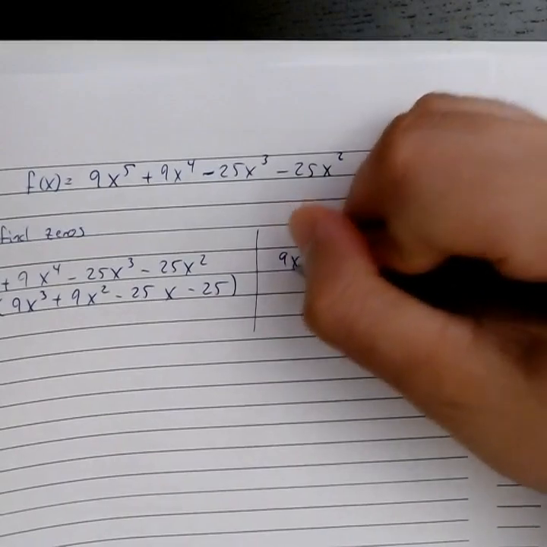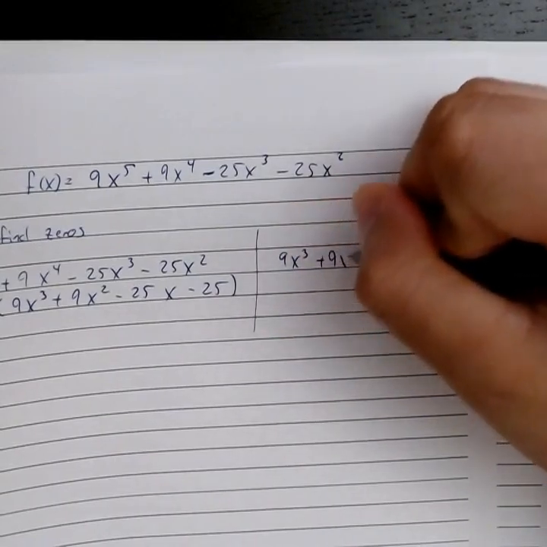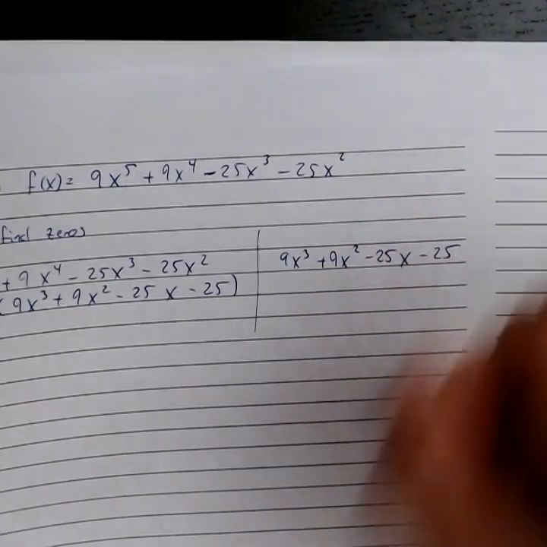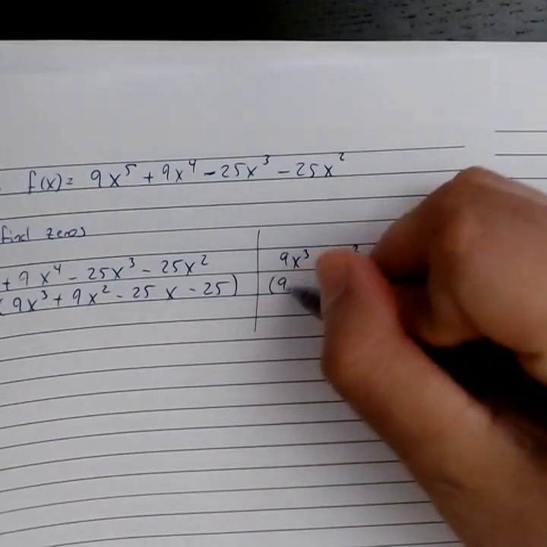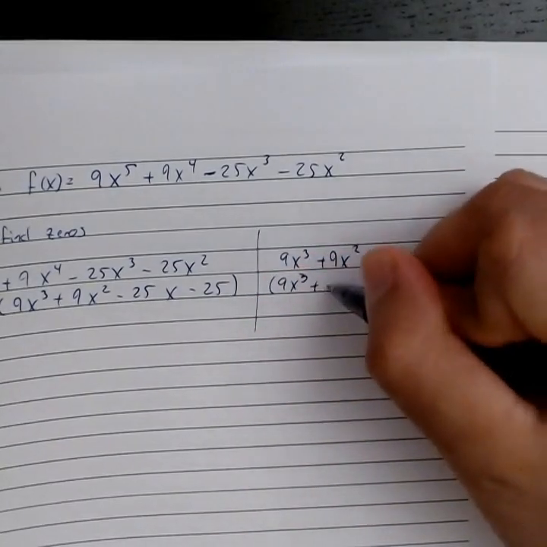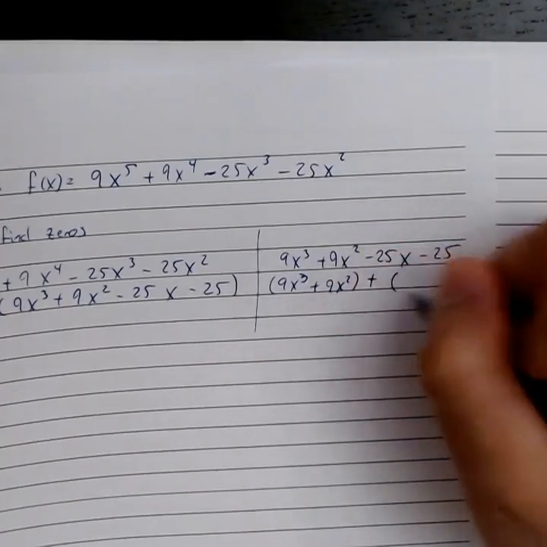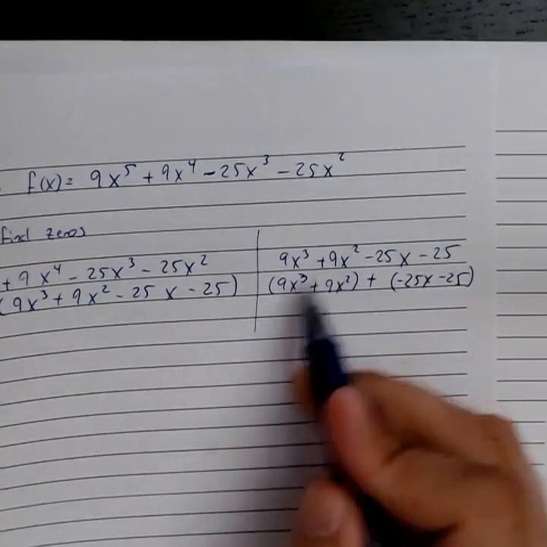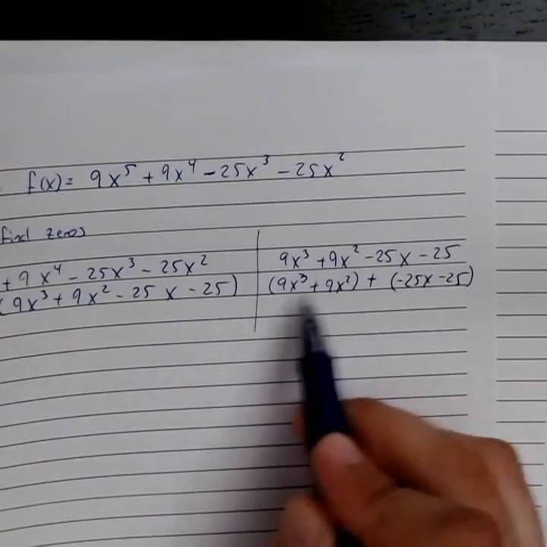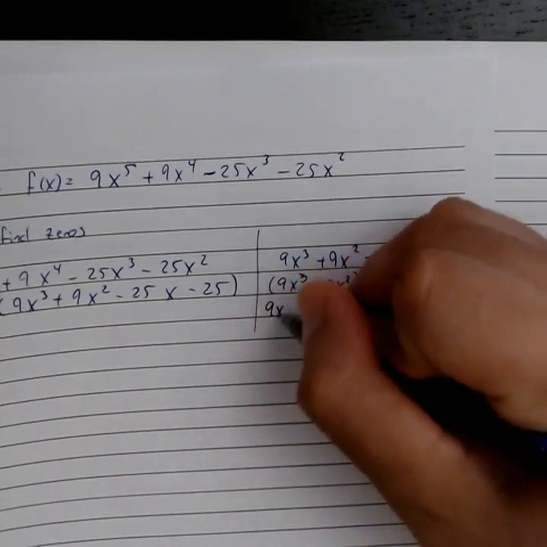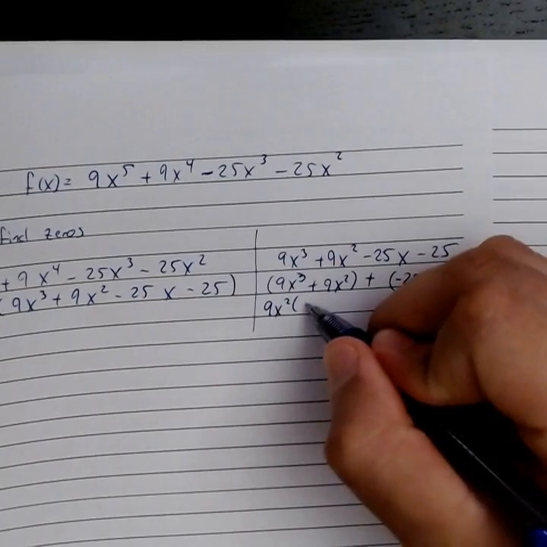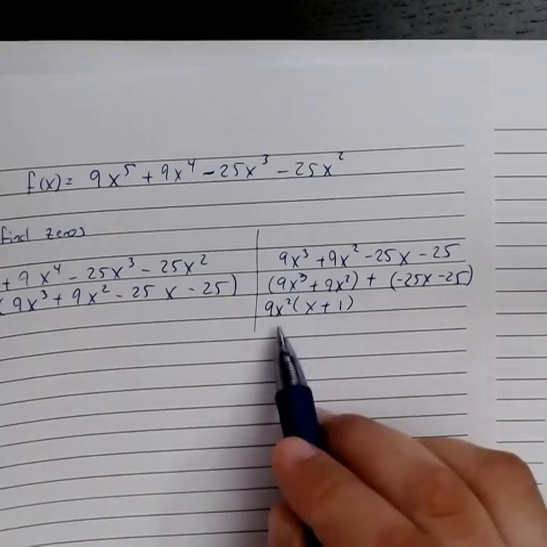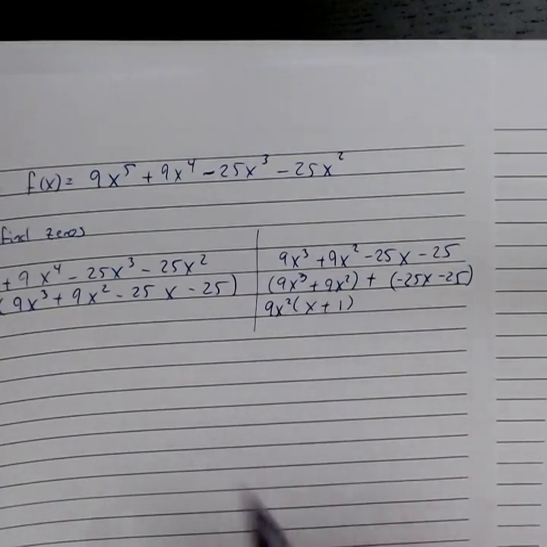If I take 9x to the third plus 9x squared minus 25x minus 25, I can take the first 2 terms and bundle them together in parentheses. Plus, I can take the second 2 terms and bundle them together in parentheses. And now from here, I notice a common factor of 9 and x squared. So put that together as 9x squared, leaving us x plus 1. Right? 9x squared times x is 9x to the third. 9x squared times 1 is 9x squared.